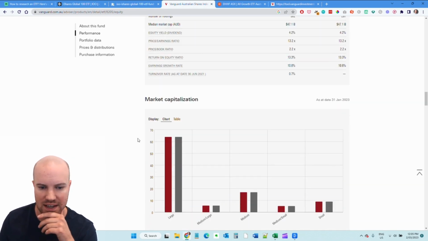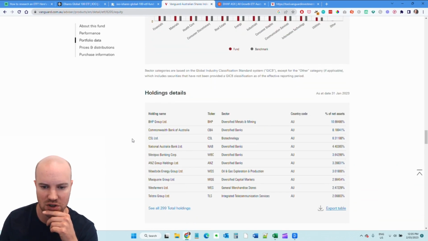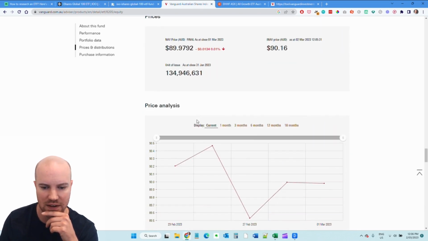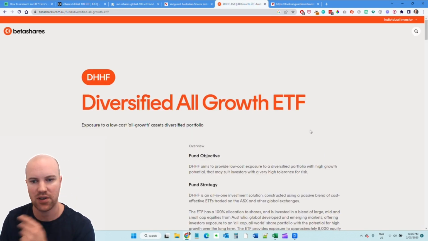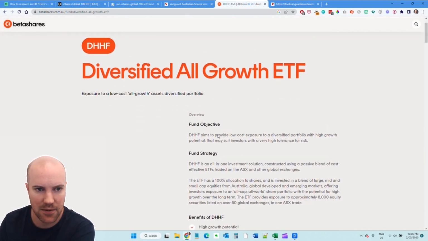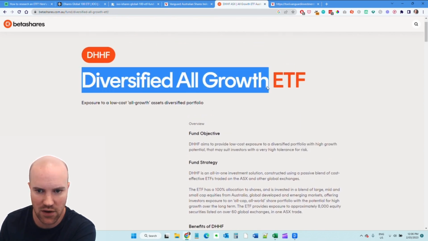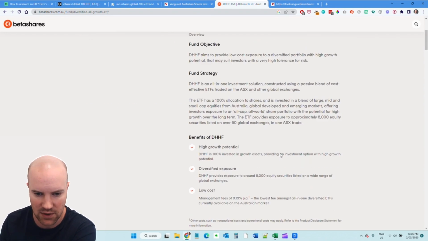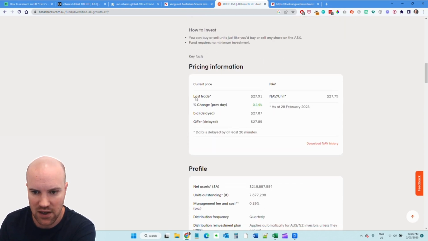There's more portfolio data here, and it's all the same, just different charts and different interpretations of what that information is. So that is how Vanguard presents their ETF pages. One more example is BetterShares, another popular provider here in Australia. They've got a bit of a cleaner looking product page, but again, the information's here. A fund objective for this diversified all growth ETF, low cost exposure to a portfolio of high growth potential. Great. Some benefits. They've got a video you can look through, and then you've got those key facts.